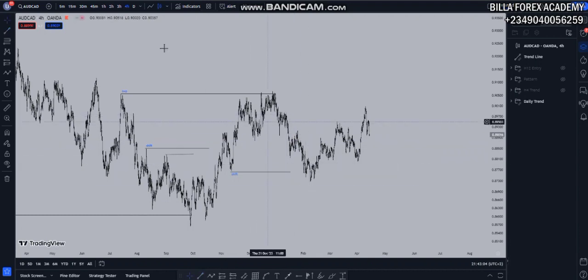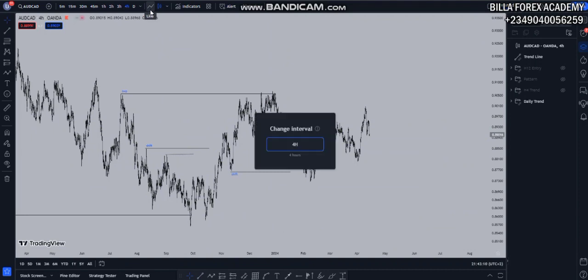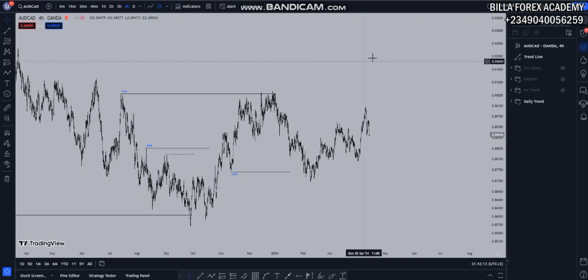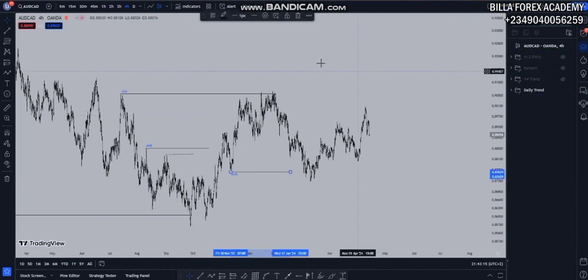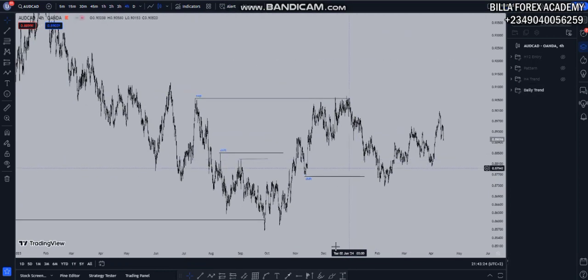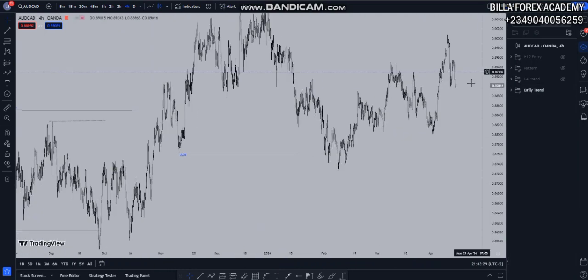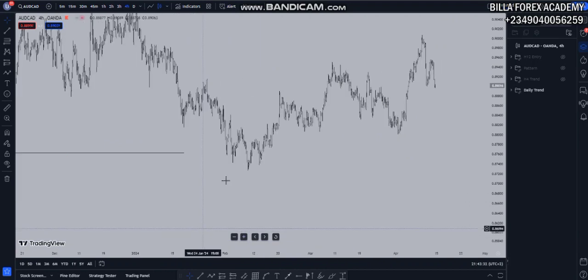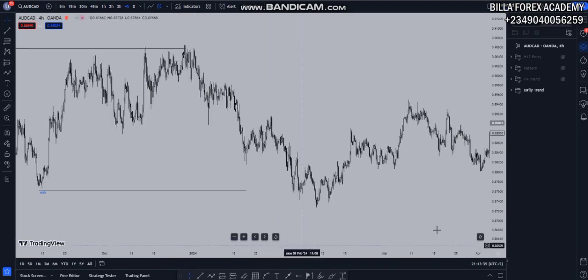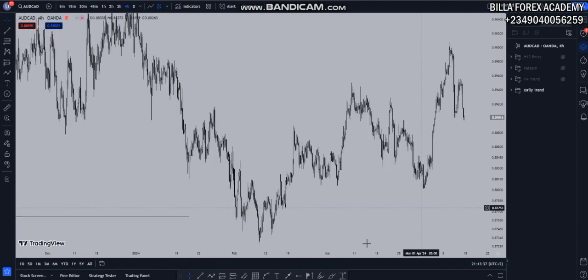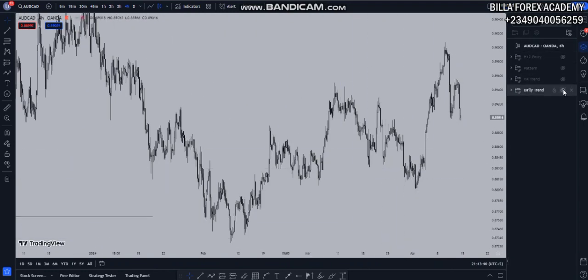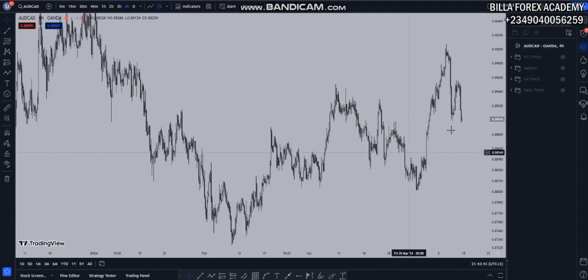Let's go to a lower time frame, the 4 hours. Let's see what's happening there clearly. Can't go on the 4 hours, well. But I thought we were on the daily time frame. Can't go on the 4 hours, so let's see. Over here. Okay, like this. Let me take out the daily trend.